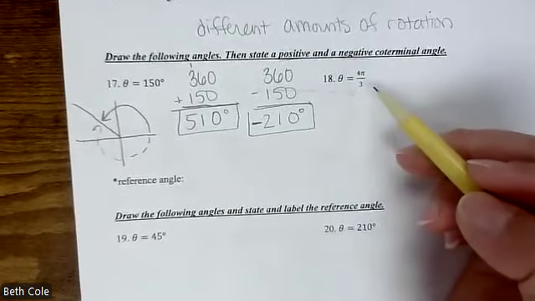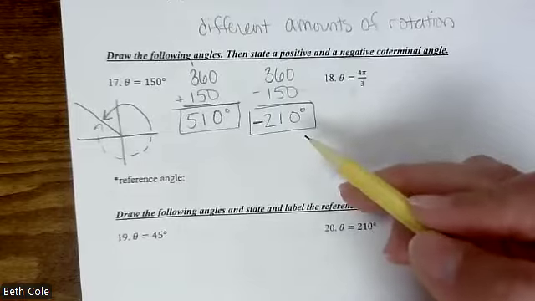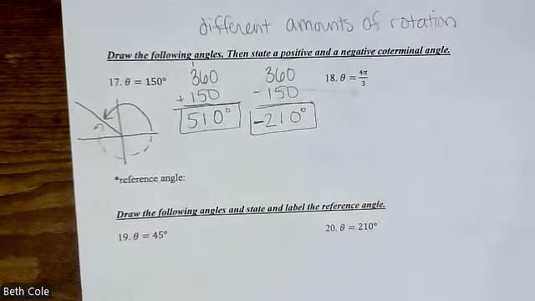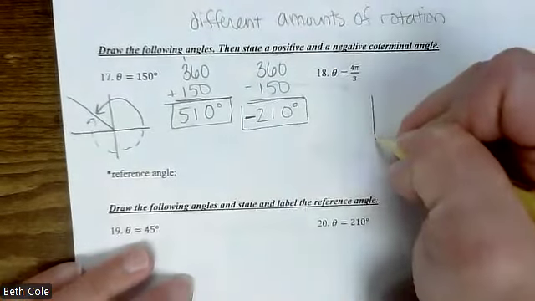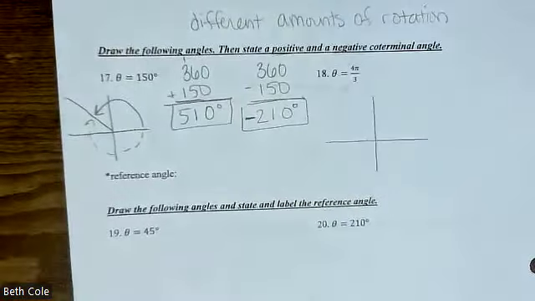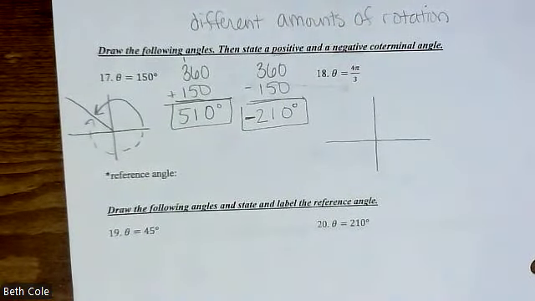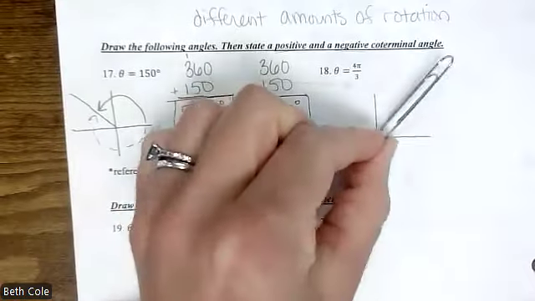Do not convert this to degrees and then do the problem. You have to learn to let go of the degrees. We're going to think in fractions, okay? 4/3. I need what quadrant 4/3 is going to be in. Watch, I'll act it out for you. This would be 1/3.